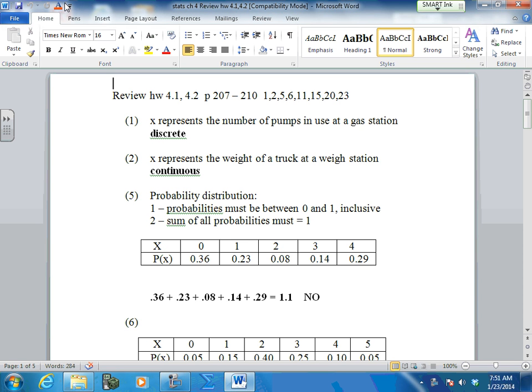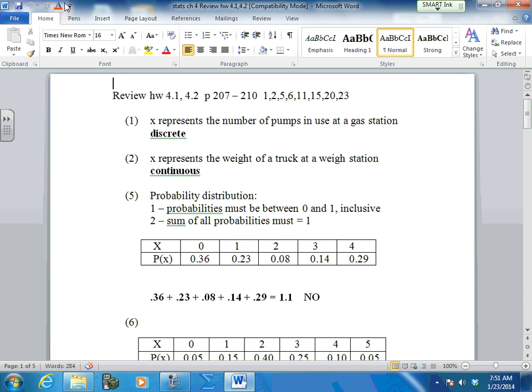So in other words, if I want to look at the number of pumps at my gas station, can I have a half a pump? No. I'm discrete. The weight of a truck, can I have a half a pound? Like 2 tons and a half. I'd have continuous. So discrete is countable by whole numbers. Continuous, you can have a fraction, decimals. Just ask yourself if you can get half.